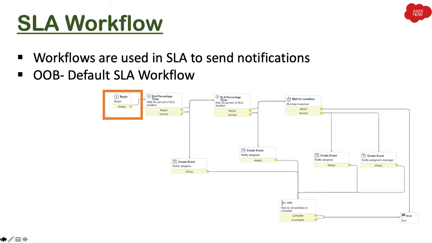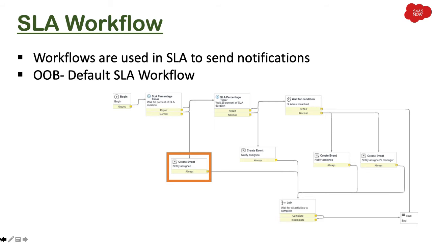As an example, you can see we have the default SLA workflow on the screen, which starts, so SLA gets started at begin. Then it waits for 50% of the SLA duration. So if you have 8 hours of resolution duration, then it will wait for 4 hours. If 4 hours are done and SLA has not been stopped yet, it will send a reminder. It will create that event and that notification will be sent to the assignee of that particular task.